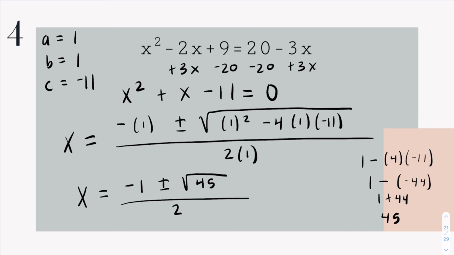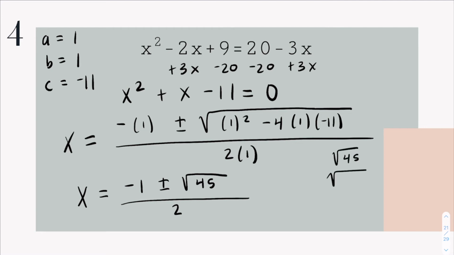Now, one thing we haven't talked about yet, because it hasn't happened till now. Sometimes our discriminant, we can simplify that square root. Okay, so we're going to simplify the square root of 45. Think of that as the square root of 9 times 5, which we can simplify to be 3 root 5.